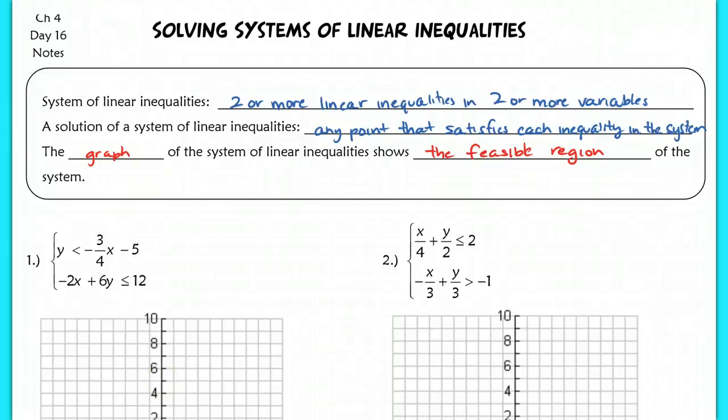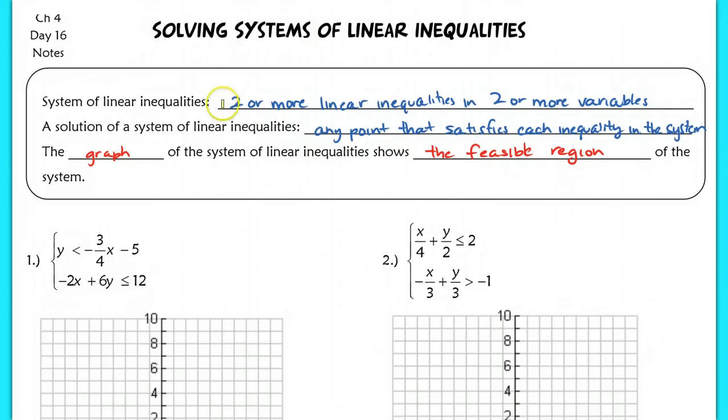This is the last lesson for Chapter 4. We're going to be solving systems of linear inequalities. So you've probably graphed linear inequalities before. Now we're just going to talk about systems, which is very similar to a system of equations. Now a system of linear inequalities is just two or more linear inequalities and two or more variables.